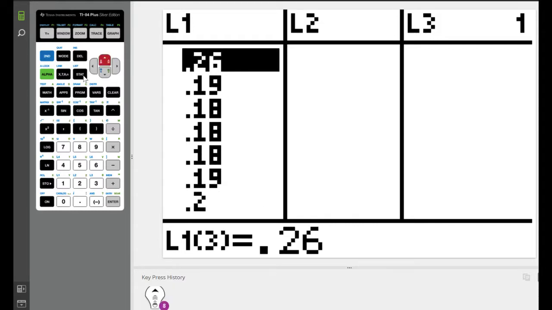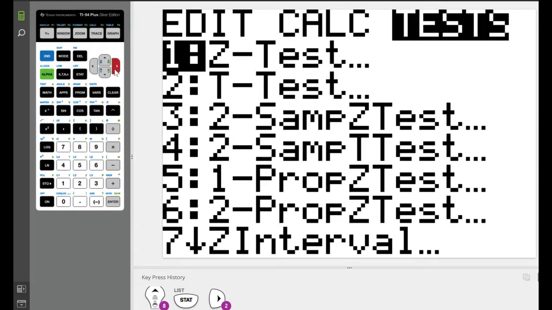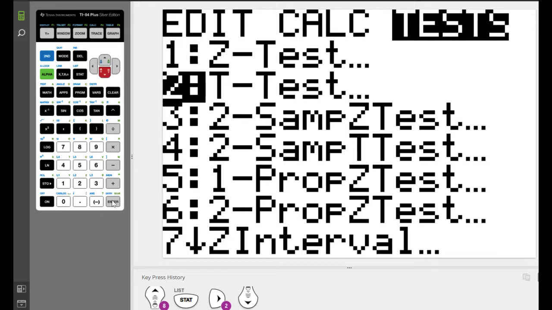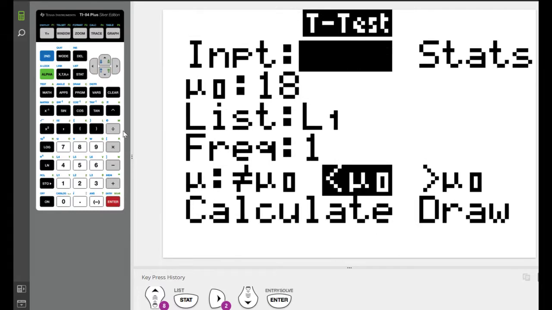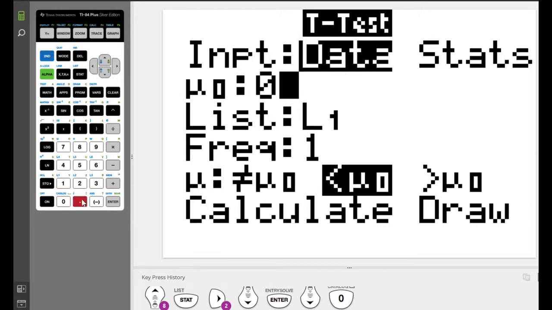We've got to perform a t-test. You hit your stat button, you go to tests, and we're going to do the t-test as number 2. All right, this time we have the data. Mu null, mu naught, whatever you want to call it. Mu naught comes from the hypothesis. Our mu naught is 0.2. That is called the hypothesized mean. We are comparing to 0.2, so that's what we put here. Our list is L1. That's where our data values lie.